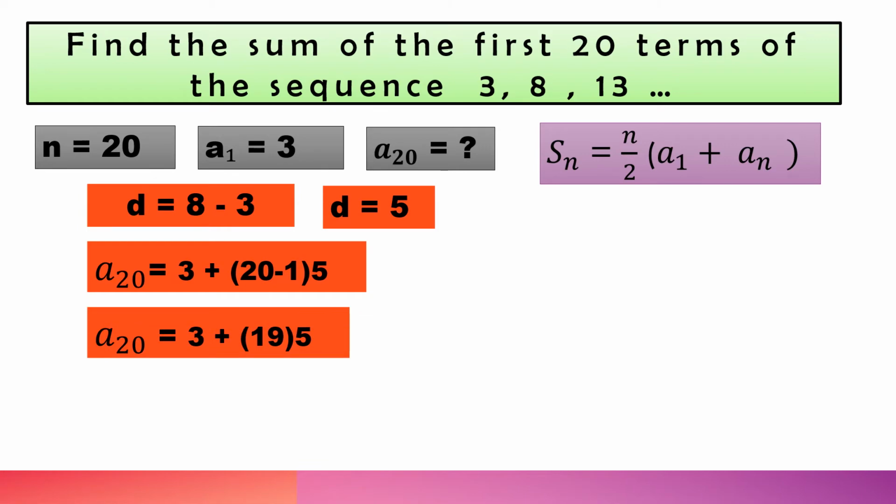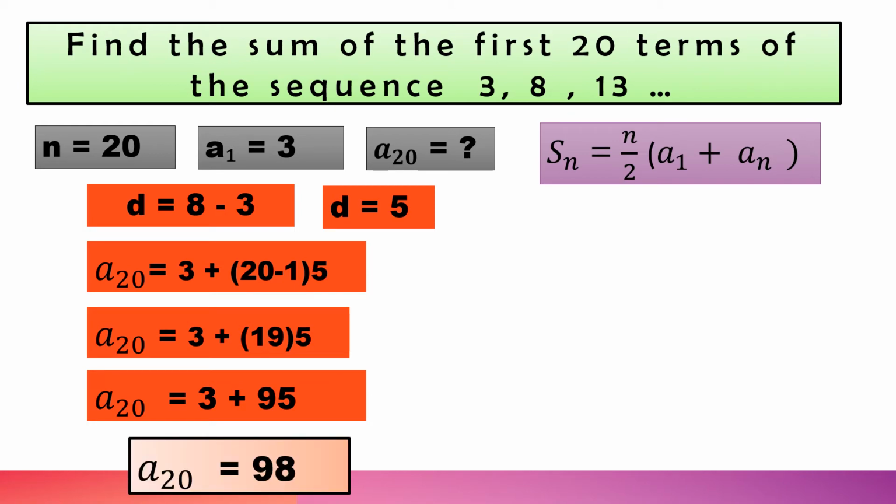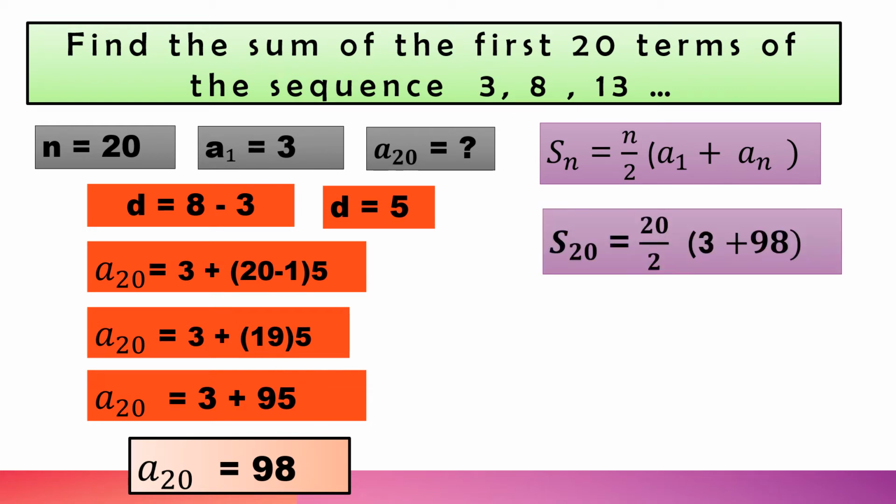A sub 20 is equal to 3 plus 19 times 5, which is equal to 3 plus 95. Therefore, a sub 20 is equal to 98. Since we now have a sub 1 and a sub 20, let us substitute the given values to the arithmetic series formula. That is, S sub 20 is equal to 20 over 2 times the quantity 3 plus 98.